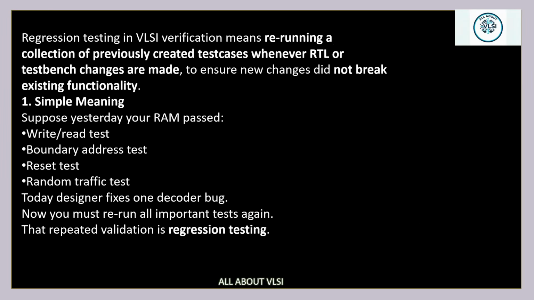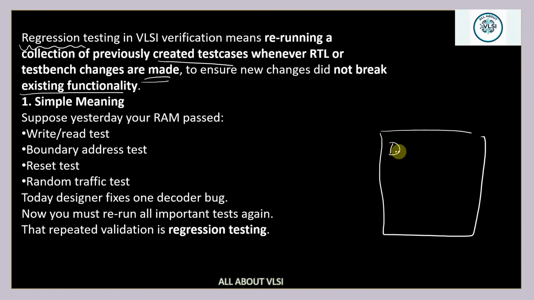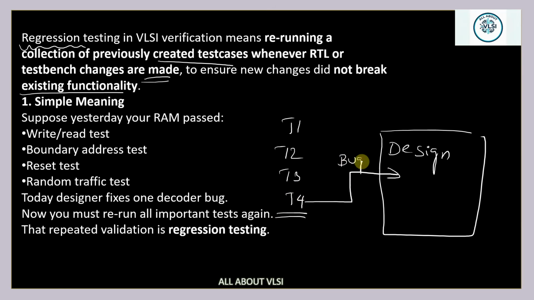There's one more thing known as regression. Regression testing in VLSI verification means we rerun a particular collection of previously created test cases whenever RTL or testbench changes are made, to ensure that new changes do not break existing functionality. For example, let's say we have a design and we have written a few test cases: test case 1, 2, 3, 4. In test case 4 we found a bug.